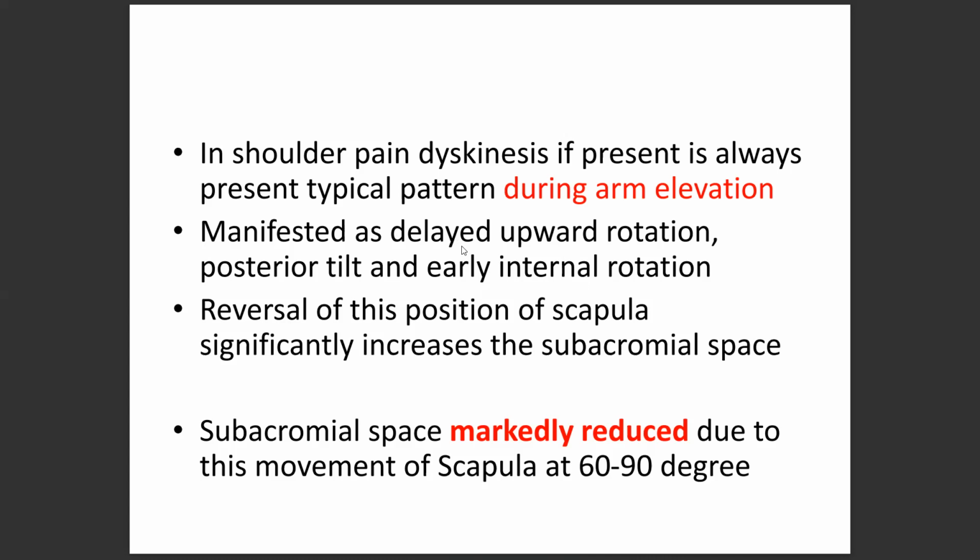So that's why the story is connected: why the scapular dyskinesia, why the GIRD, the glenohumeral internal rotation deficit, and the imbalance between the muscles of the scapula, that is how it is connected to and associated with the subacromial impingement syndrome. The subacromial space is markedly reduced due to this movement of scapula. This movement से मुराद जो है ये delayed upward rotation, posterior tilting, and early internal rotation.